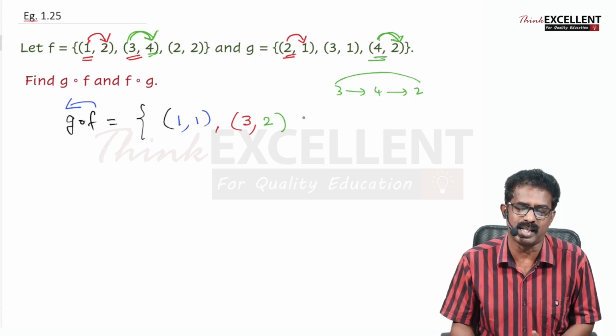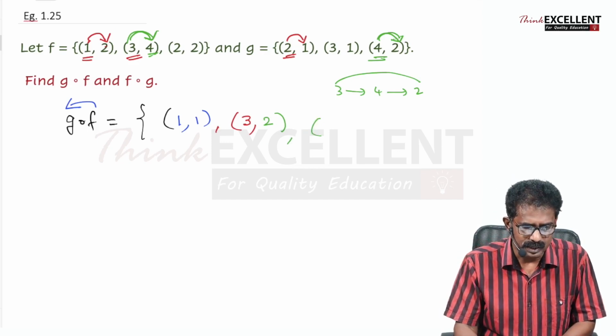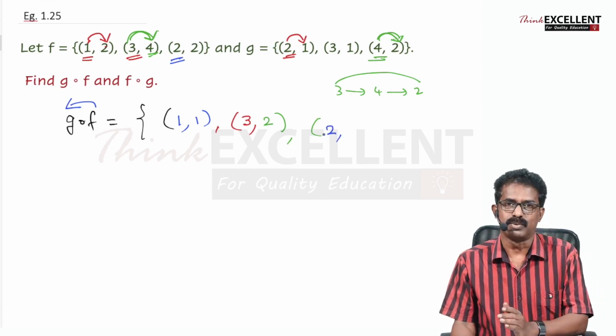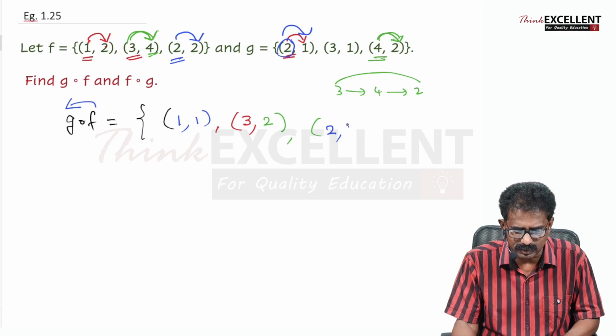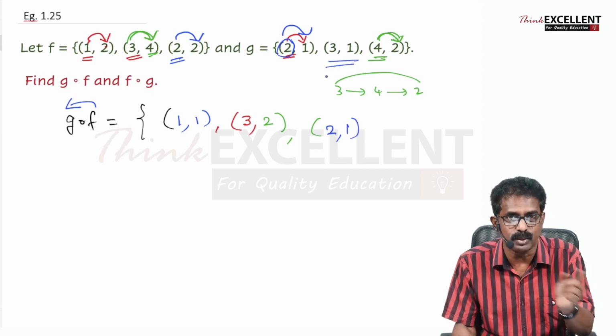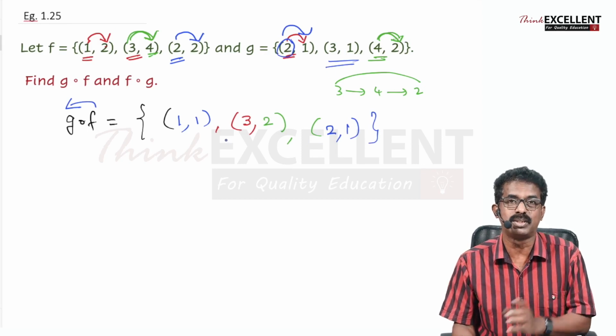Hope you got a better idea now. See one more. What is the third number? The domain 2, right? We want to find the image of 2. So 2 is related to 2 and that 2 is here again. That 2 is related to 1. So it is 1. Don't think 1 is missing, don't take that one. So be very careful in this. Okay, so this is G composition F.